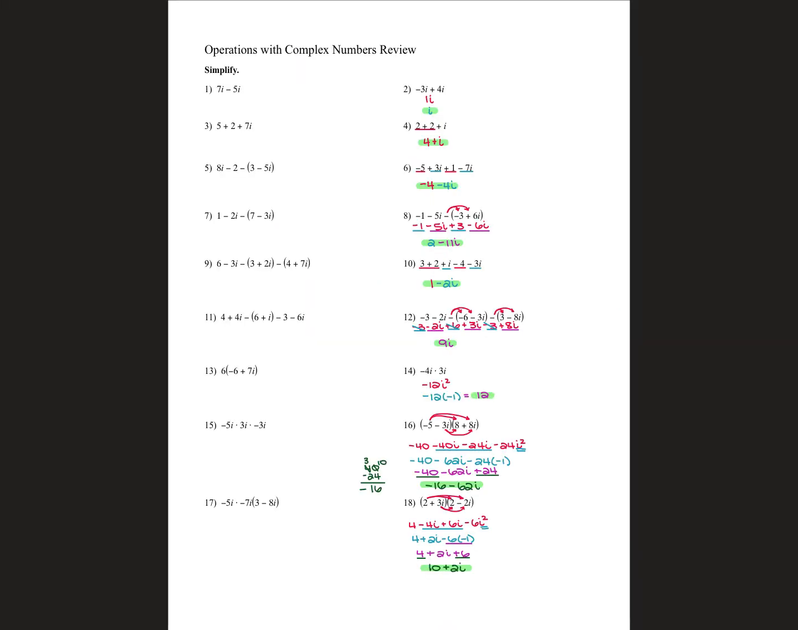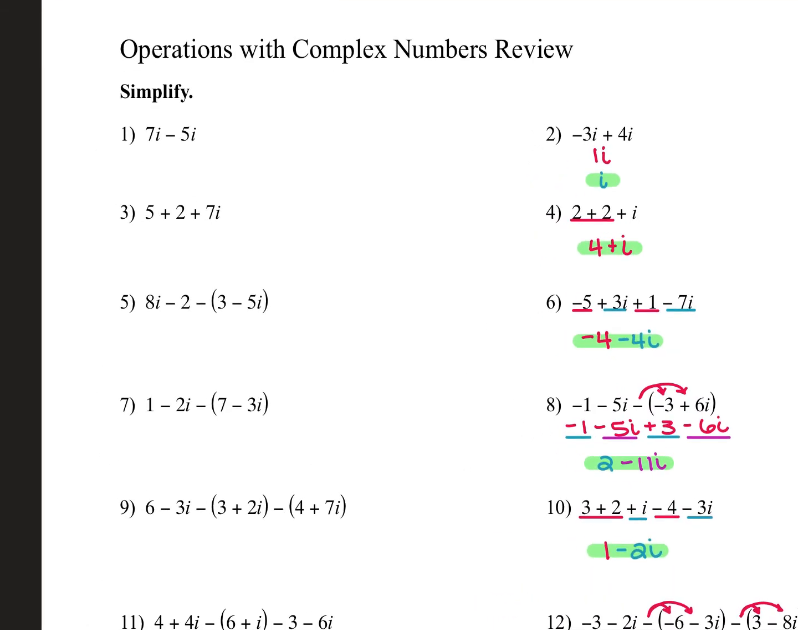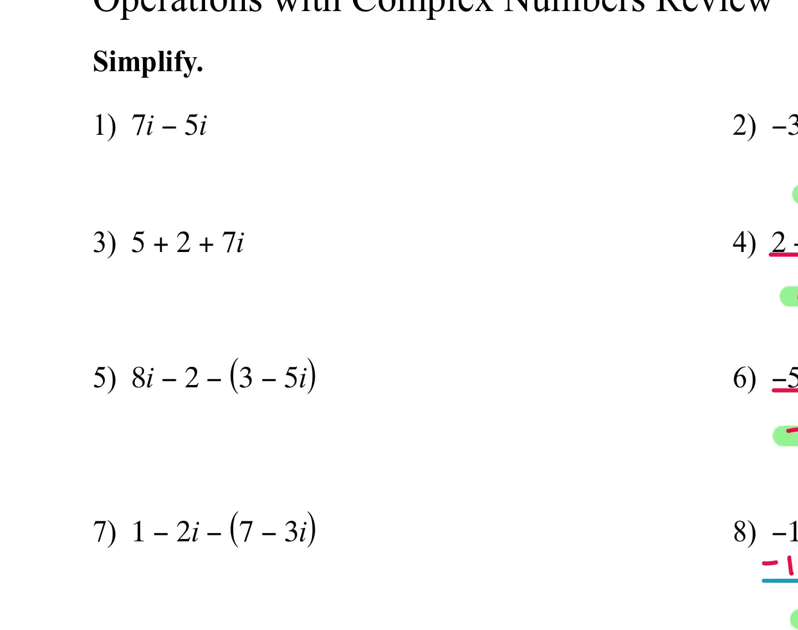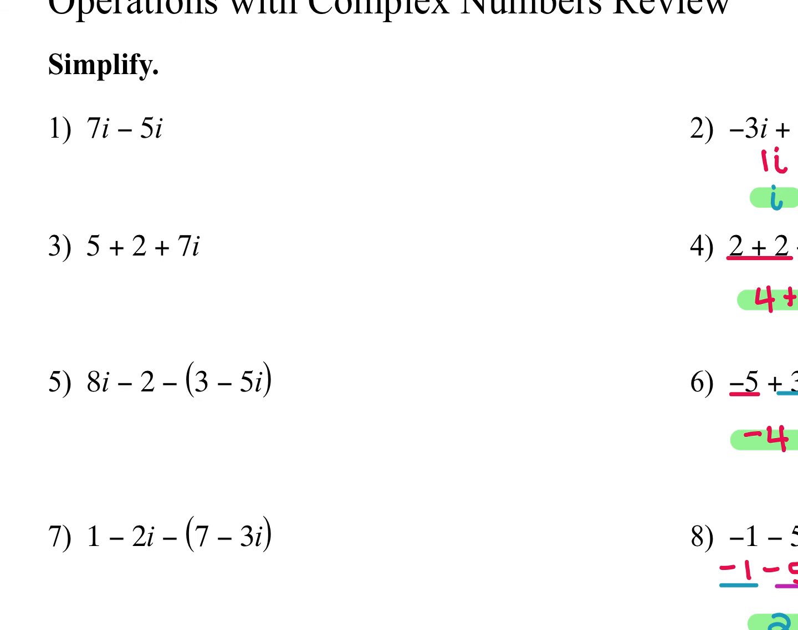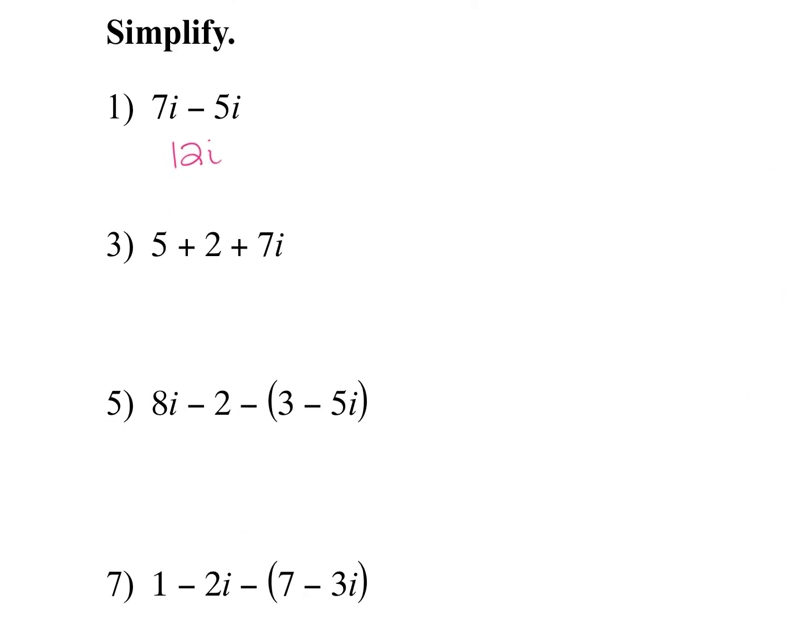All right, so if we get the next examples, these have your evens done for you. Okay, perfect. If we do the odds, for number 1, we have 7i - 5i. So these two are like terms. We're going to combine them, and that gives us 12i. For 3, we have 5 + 2 + 7i. Your 5 and your 2 are like terms, so that's just 7 + 7i.